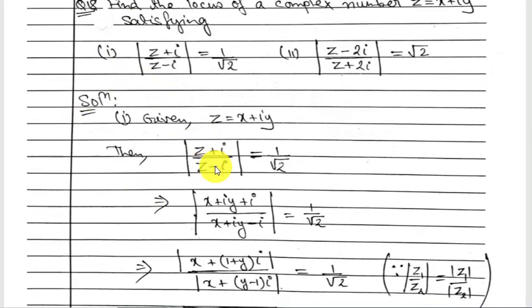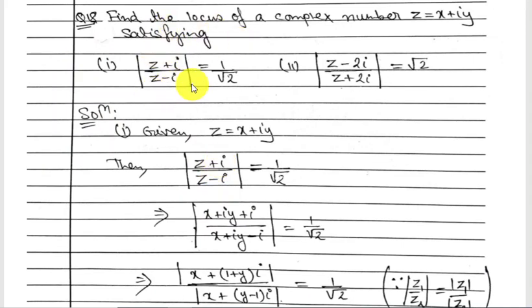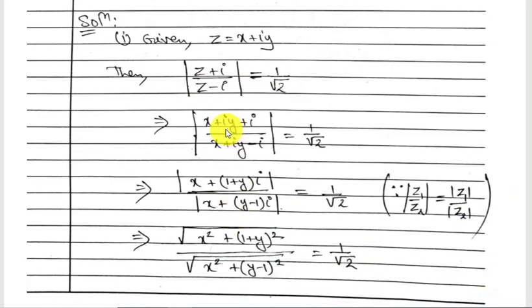In this question they are trying to find out what are those points in the complex plane which will satisfy this equation. So given z is equal to x plus iy, and this is the expression for which we have to find the region. So mod of (z plus i) upon (z minus i) is equal to 1 by root 2. So replace z by x plus iy.